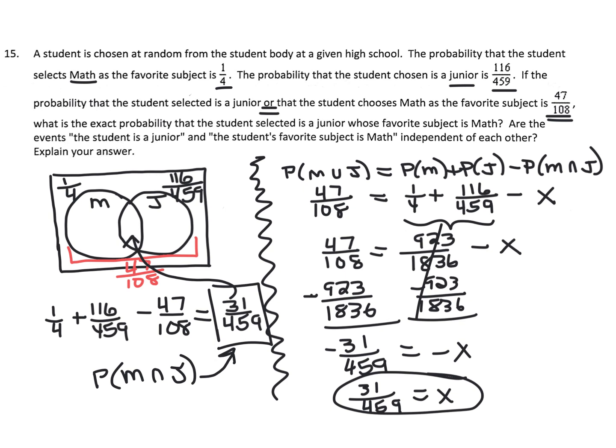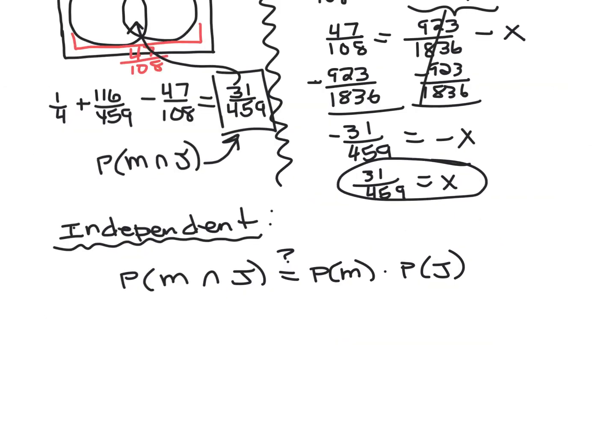Okay, we're not done though because they also want us to determine are the events, the student is a junior, and the student's favorite subject is math, are they independent of each other? Okay, so if you recall, this right here is our formula for independence. Now I put a question mark because we don't know if this is going to check out or not. Now on the left side of the equation, isn't that what we just found? We just found the probability of math and junior to be 31 over 459.